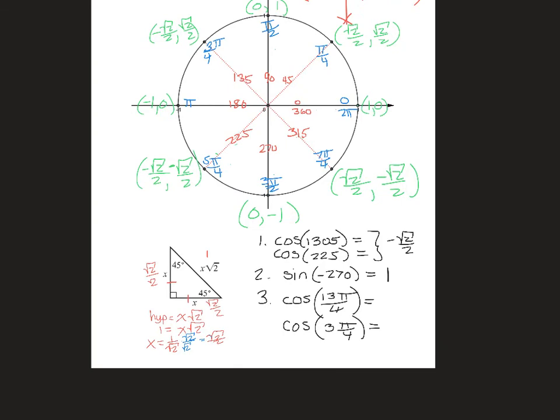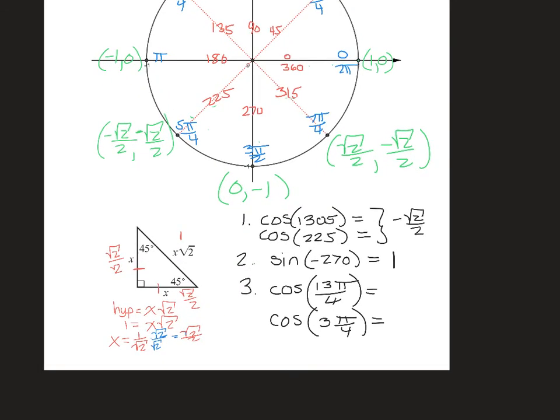So we're going to be negative either way, whether we're looking at sine or cosine. And so both of these are negative square root of 2 over 2.